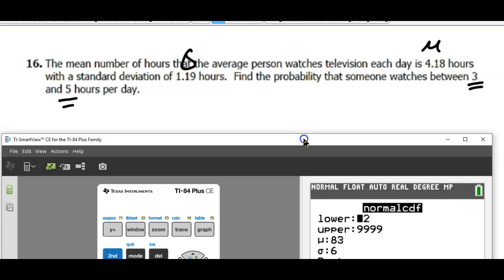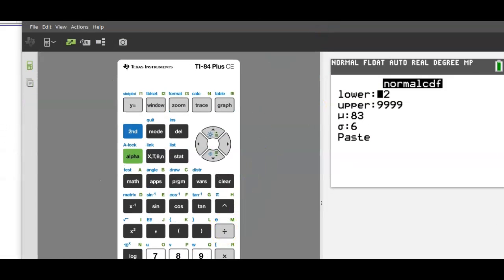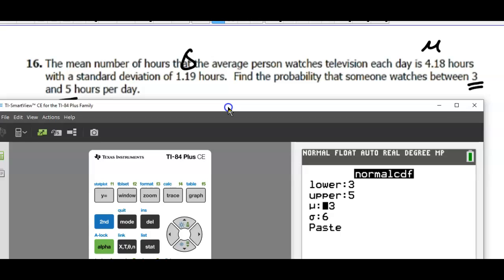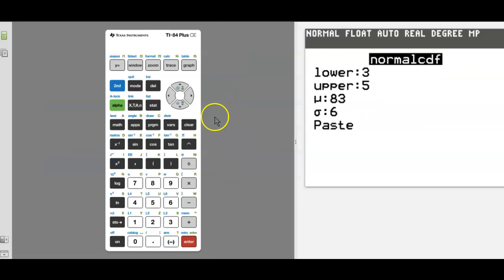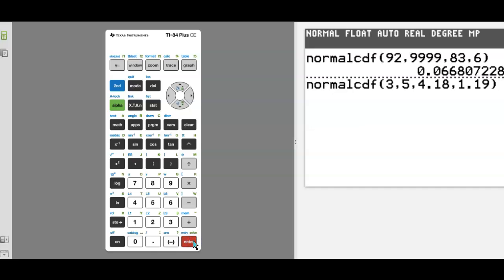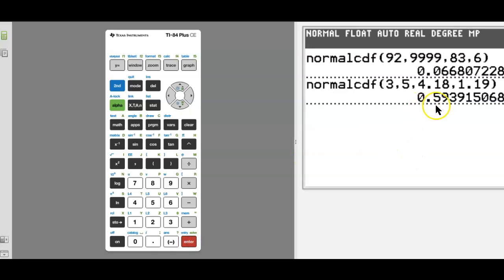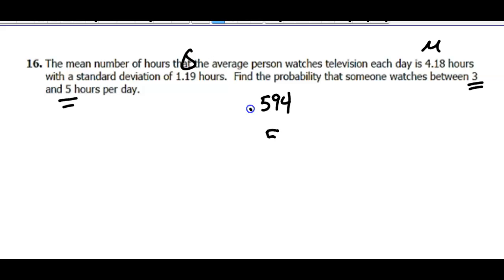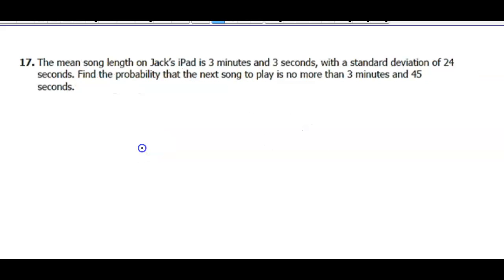And this time they want to know what's the chance it falls between 3 and 5. So our limits are just 3 and 5 for lower and upper. And then we had some funky numbers here. We had 4.18 and 1.9. Okay, so we have 0.594 or 59.4% probability that it will fall in there. And I think I have one more.